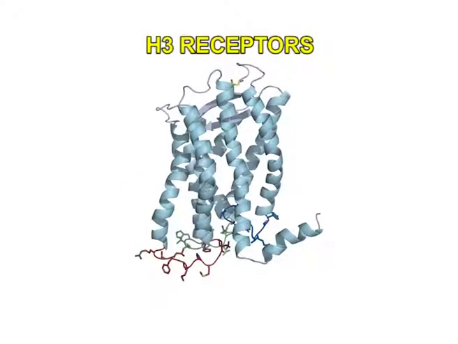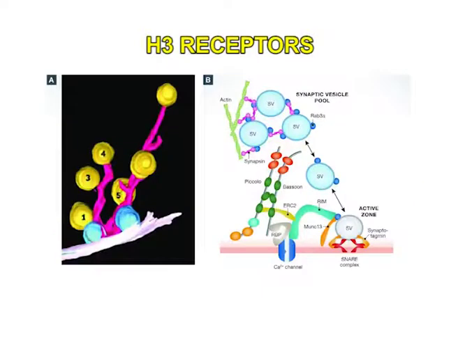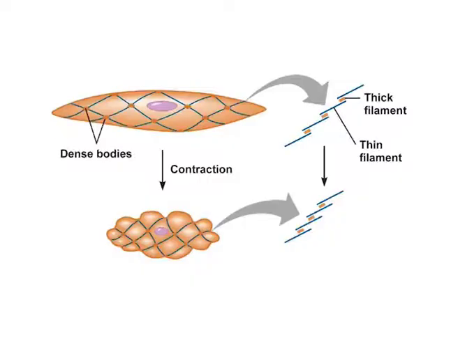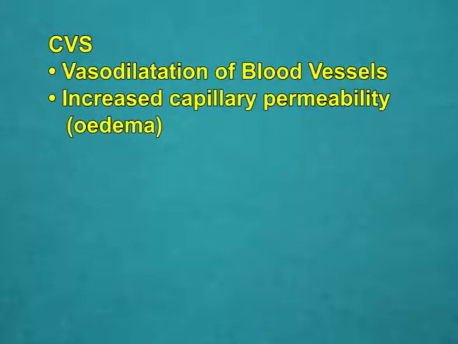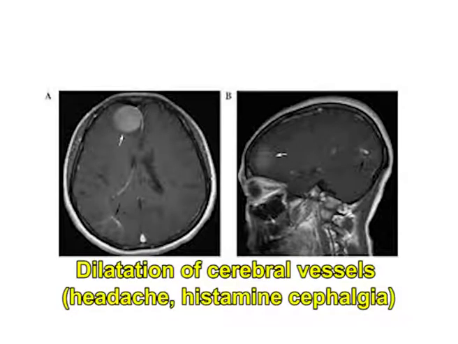Now we come to the H3 receptors, which are G protein coupled receptors at presynaptic sites in the CNS and inhibit the release of other neurotransmitters. Now we are discussing the pharmacological action of histamine. It basically causes contraction of smooth muscles, bronchi, uterus and GIT. In the CVS, it causes vasodilation of blood vessels and increased capillary permeability, that is called edema. It may also cause tachycardia, cardiac stimulation due to H2 receptors, dilation of cerebral vessels, headache, histamine cephalgia.